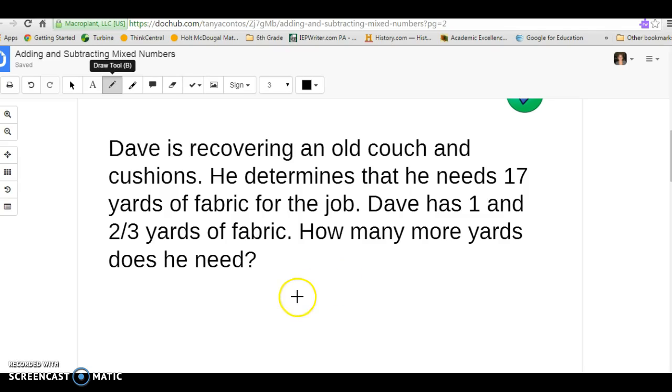So Dave needs 17 yards of fabric for the job. He has 1 2/3 yards of fabric. How many more yards does he need? There's our key word there.